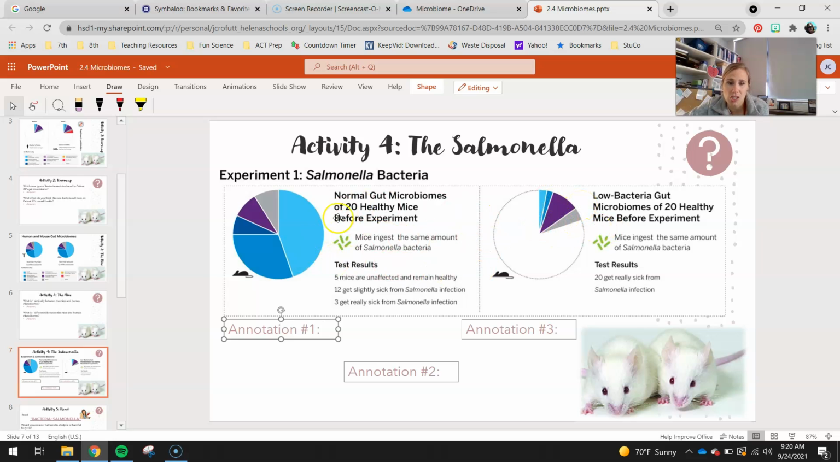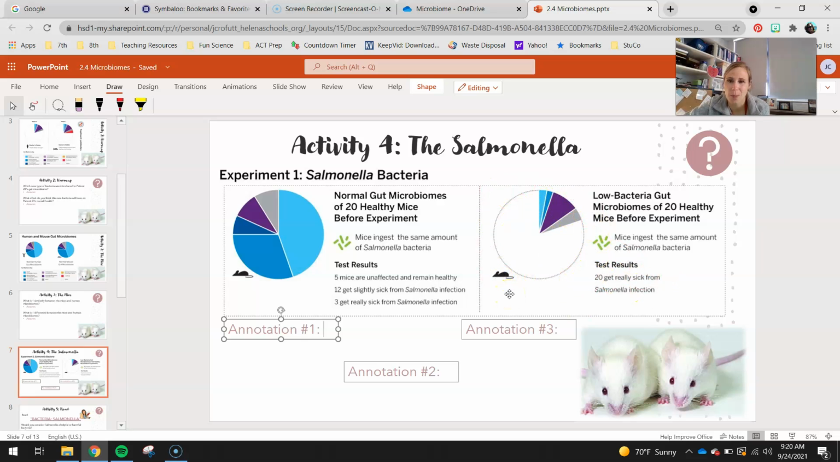Okay, what happened is each group of 20 mice, whether they had the normal or the low bacteria microbiomes, ingested the same amount of Salmonella bacteria. So we actually added some bacteria to their gut biome. We added the same amount to both. Okay, test results of our healthy microbiome is that 5 mice are unaffected and remain healthy. Okay, 12 get slightly sick from Salmonella, and then 3 get really sick from Salmonella. Okay, that was with our healthy microbiome. In our low microbiome, though, 20 all got really sick. So all 20 of these got really sick.